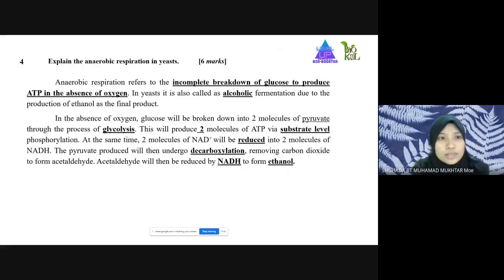Okay, soalan seterusnya. Next, explain anaerobic respiration in yeast. So dia mention yeast kat sini, terus dalam kepala awak: oh, alcohol fermentation. Intro dia cerita dulu apa itu anaerobic respiration ataupun fermentation, the incomplete breakdown or oxidation of glucose to produce ATP in the absence of oxygen. So in yeast, what type of fermentation berlaku iaitu alcoholic fermentation, sebab production of ethanol as the final product.